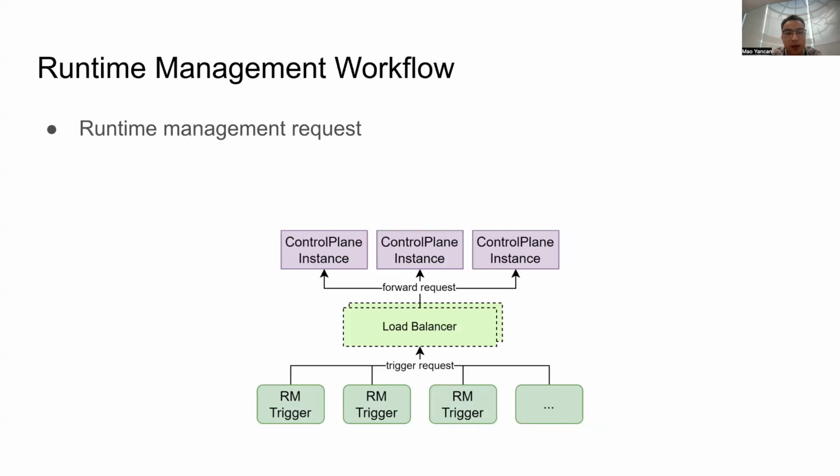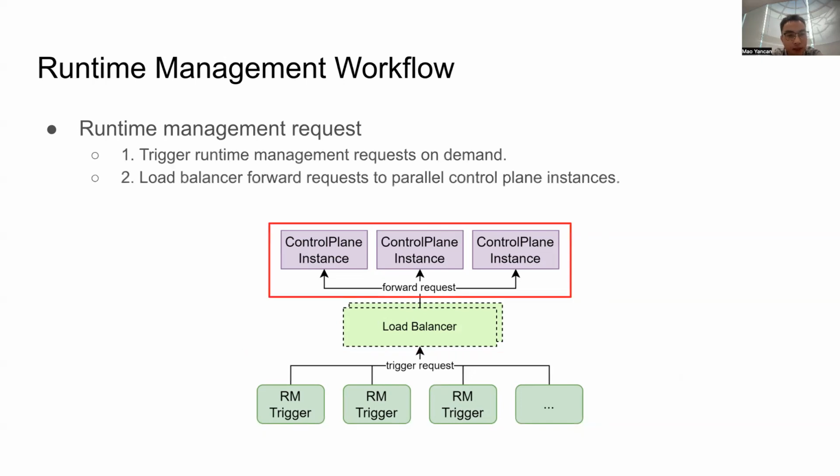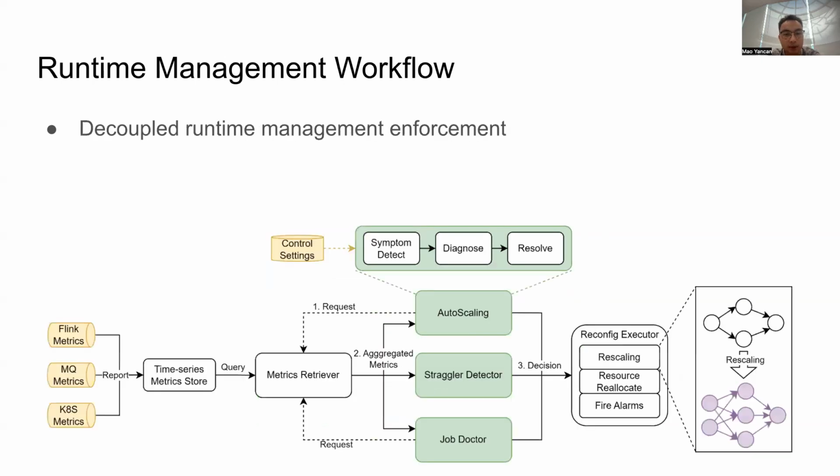We then present the parallel runtime management workflow overview of StreamOps. First of all, streaming jobs can request runtime management independently. The first step is to trigger the runtime management on demand. Then, a distributed load balancer service will forward requests to parallel control plane instances for handling the request. Subsequently, the control plane decouples the runtime management enforcement in three steps.